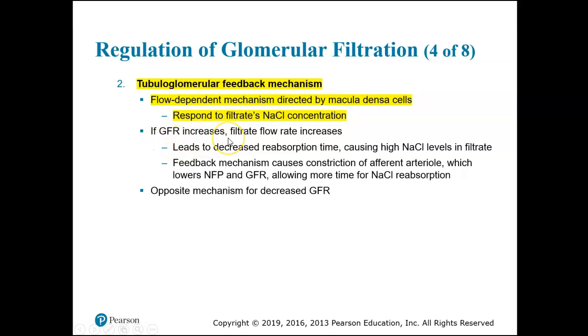If your filtration rate increases, this leads to decreased reabsorption time. So the faster that filtration is, the less material can be reabsorbed back into the blood. And that will lead to high salt levels in the filtrate, which will be detected by the macula densa cells. That will cause the constriction of the afferent arteriole, which will lower the filtration rate, and that will give more time for sodium and salt reabsorption. And it's the opposite when the GFR is decreased.